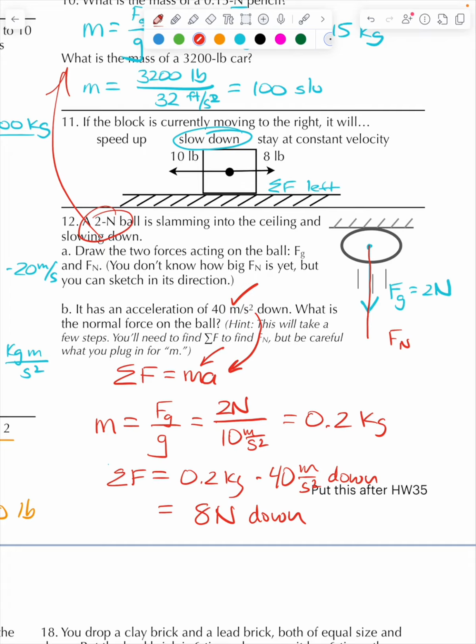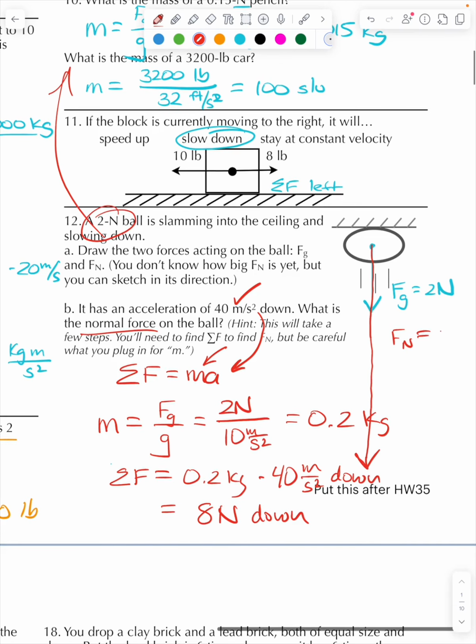We were asked for what is the normal force on the ball. So let's go back to our diagram. We know the net force is 8 newtons down. We already have 2 newtons down due to the weight of the ball. So how big must the normal force be? 6 newtons, right? And because I made that arrow so long, if I want to do them proportionally, there is my normal force. Now you can see that if the weight is 2 newtons down and the normal force is 6 newtons down, the net force is 8 newtons down, which is actually what we calculated.